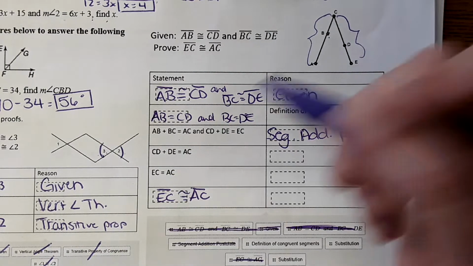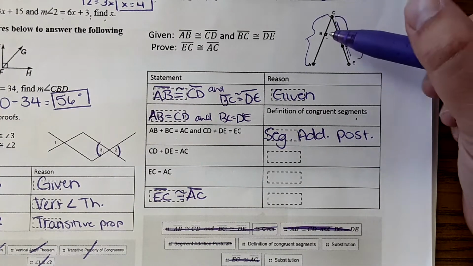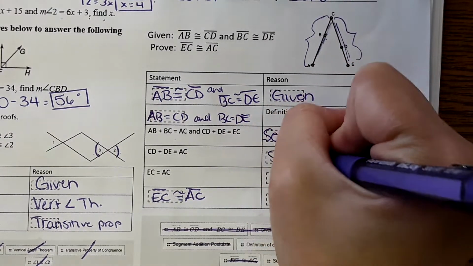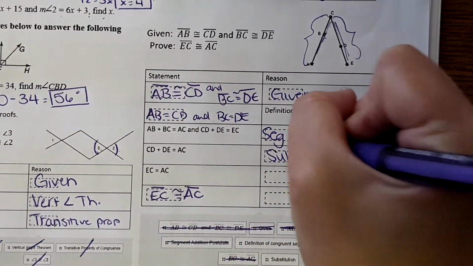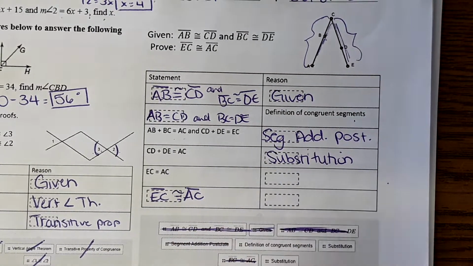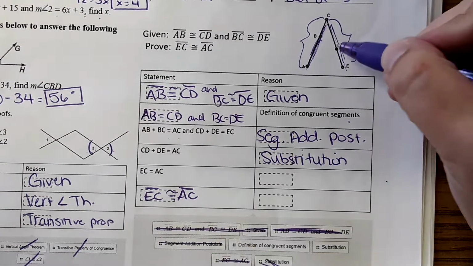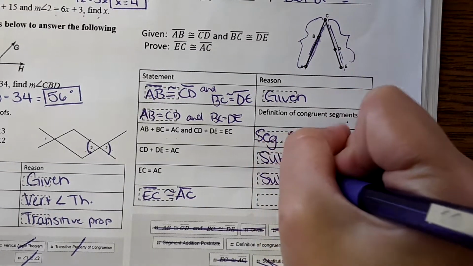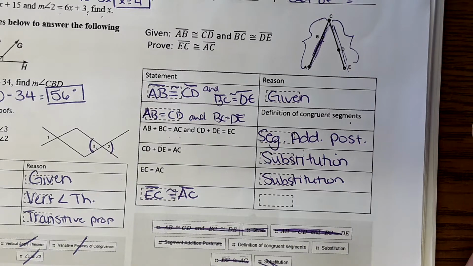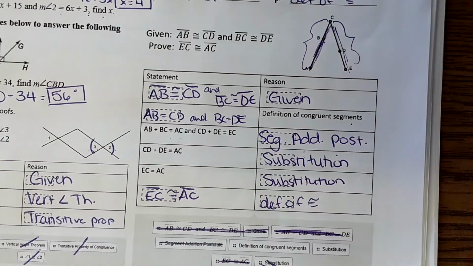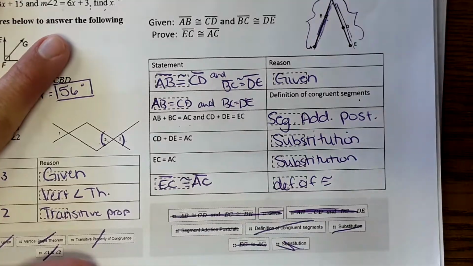Then it says CD plus DE, so this over here equals this over here. Well, they must be using substitution. Now we could sit there and try to figure out what they substituted, but it isn't worth our time. Then EC equals AC, looking over here, EC equals AC. Again, substitution. And then last but not least, turn it into congruent, definition of congruent segments. Moving on.